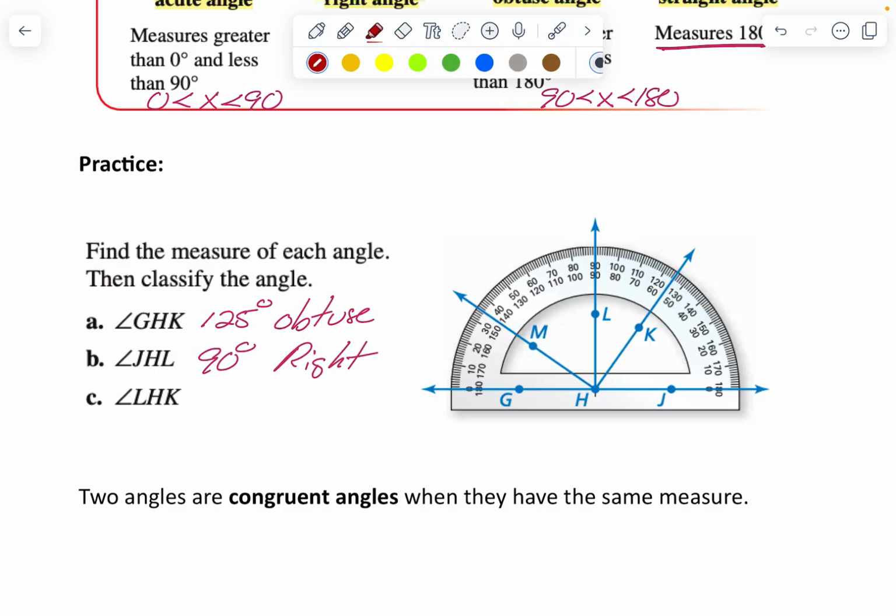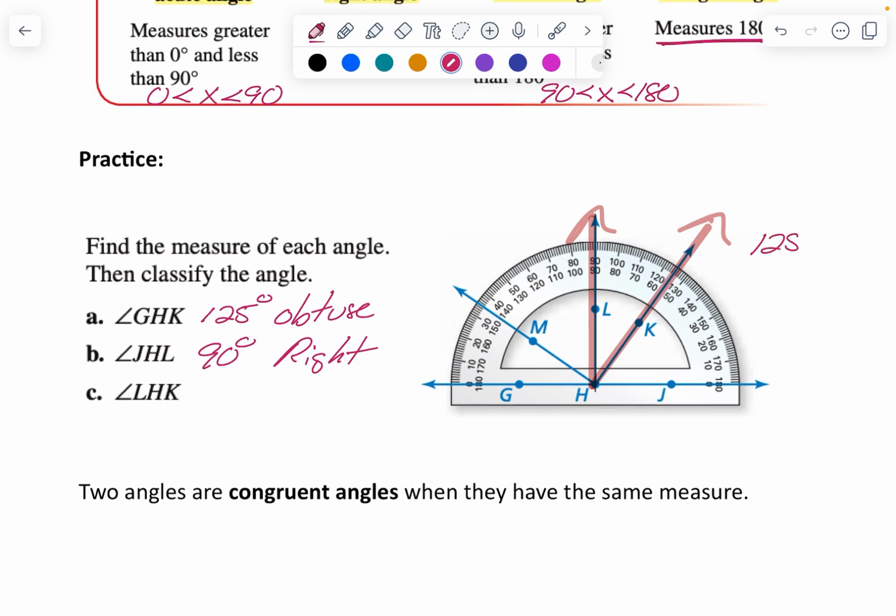And finally, we have LHK. Ooh, this one's in between. Well, we know it's an acute angle. We know it's less than 90. So it doesn't matter what numbers you use, but use the same ones. You could either use the outside numbers and say it's between 125 and 90, or you could use the inside numbers to say it's in between 90 and 55, okay?